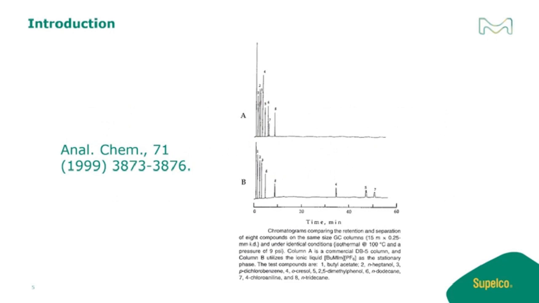And then, in the late 1990s, Dan Armstrong and his group began experimenting looking at ionic liquid type stationary phases for gas chromatography. One of the very first ones that Dan's group looked at was butyl-methylimidazolium with the PF6 anion. This is some of the very first work they published, seeing the unique selectivity of the ionic liquid stationary phases.